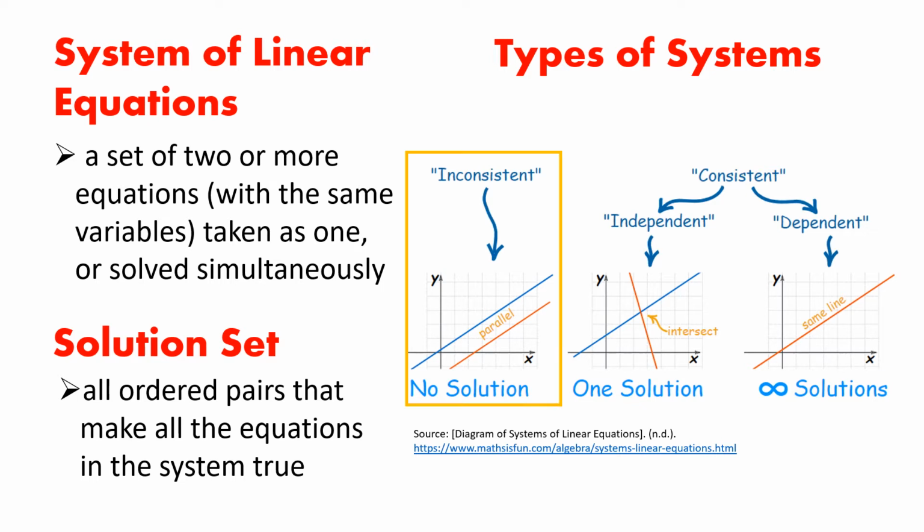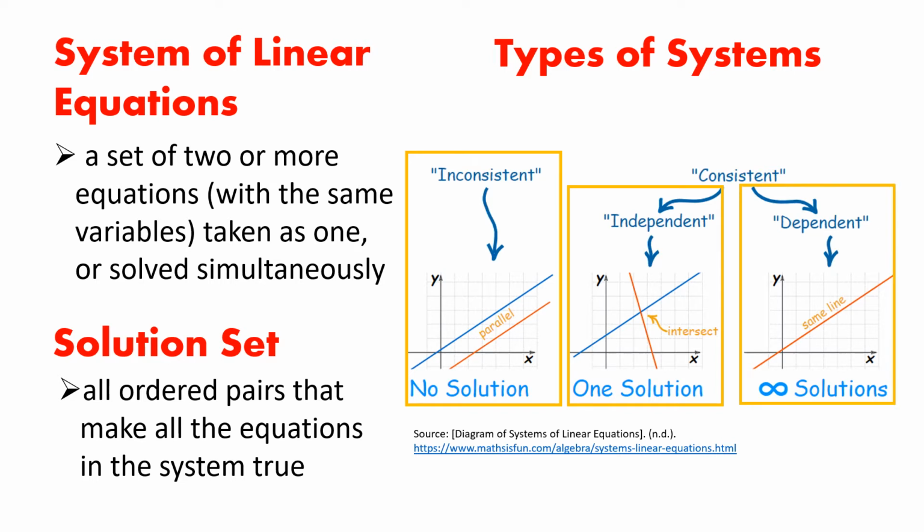A system with no solution involves parallel lines that will never intersect with each other. This is called an inconsistent system. A system with one solution intersects one time. This is called a consistent independent system. And a system with infinitely many solutions is two identical or overlapping lines that intersect everywhere. This is called a consistent dependent system.